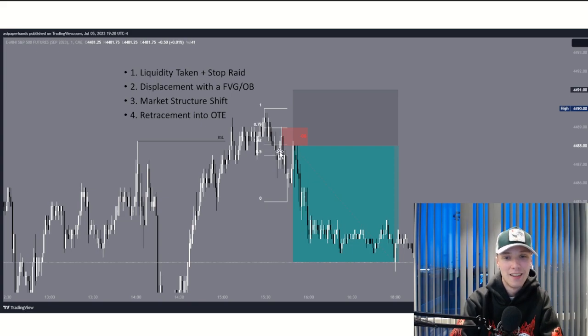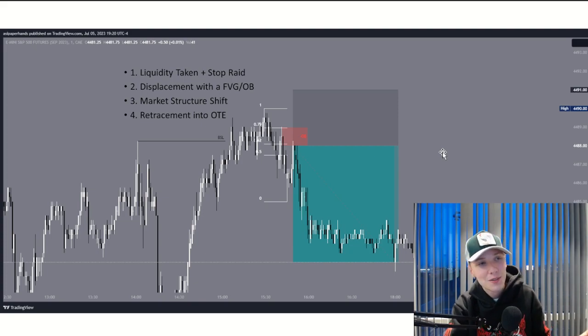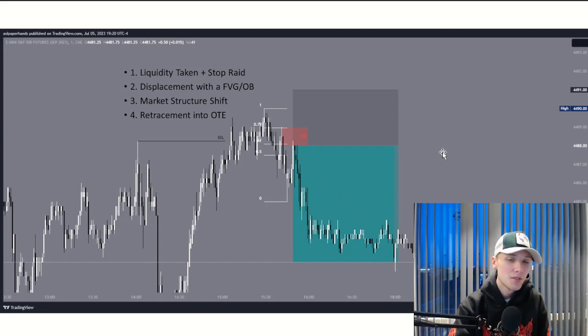How easy? Anyways, we draw the FIB tool from up here at the swing high to the low here before it retraces back up. And we wait for it to retrace into 62%. And look what it does. It did. Zero drawdown trade. Stop loss at this high to maybe 3 ticks above. And we target the closest bullish PDA.